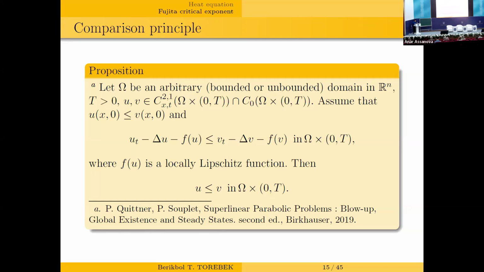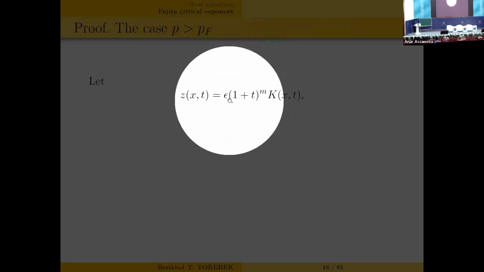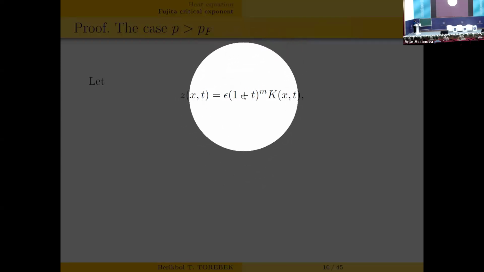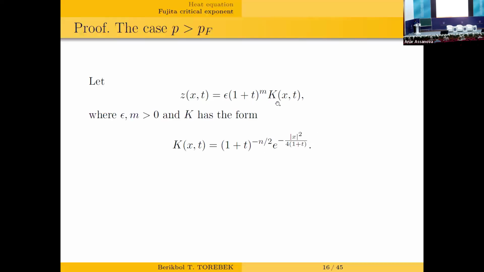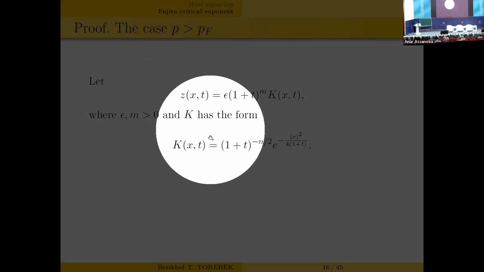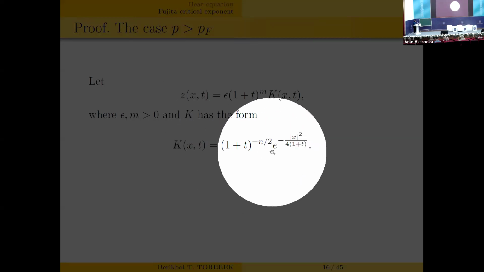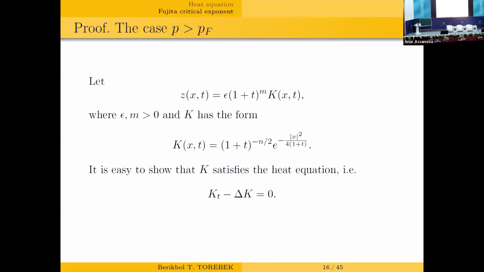And to prove the global existence of a solution, we will use this method. For this, let us consider this kind of function, z of x, t. Here, epsilon is some positive number, and 1 plus t to the power m, where m is also a positive number, and k has this form. This is a shifted heat kernel. And it's easy to show that this k satisfies the heat equation.